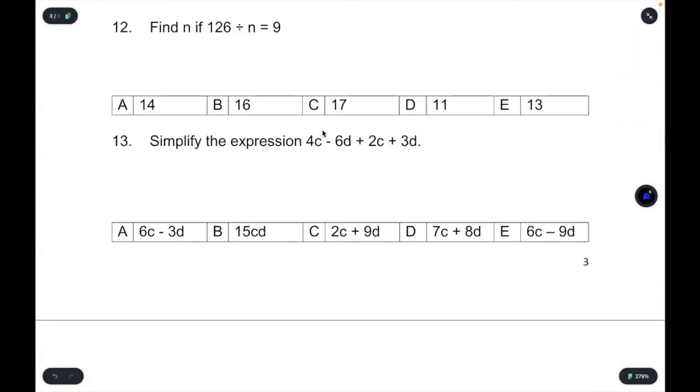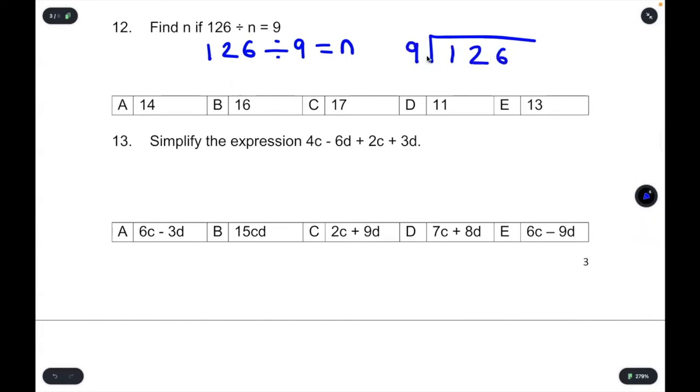Question 12, find n if 126 divided by n equals 9. Well, this is the same as saying that 126 divided by 9 equals n. Because n times 9 makes 126, or 9n, as we say in algebra, equals 126. So we need to do 126 divided by 9.